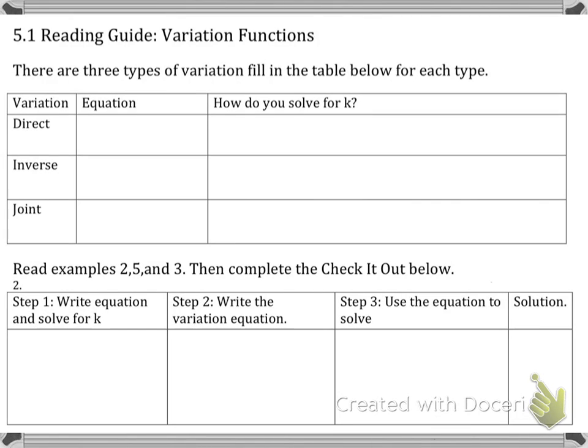Today we're going to look at variation, which is talking about the relationship between two variables. There are three types of variations, and for each type of variation we're going to fill in the equation and then figure out how we undo things to solve for k.